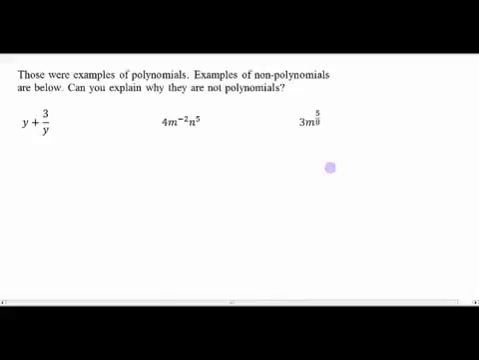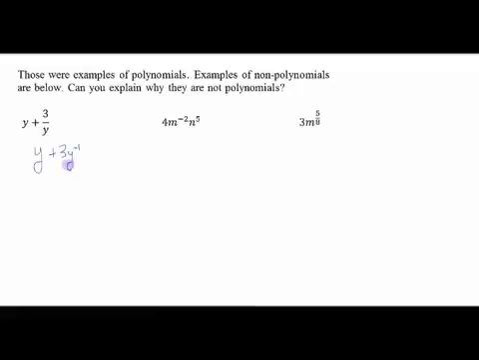Now those were examples of polynomials. Examples of non-polynomials are below. Can you explain why they are not polynomials? Here we have y plus 3 over y. Another way to write this is y plus 3y to the -1. That was the reason the y got sent to the denominator in the first place.